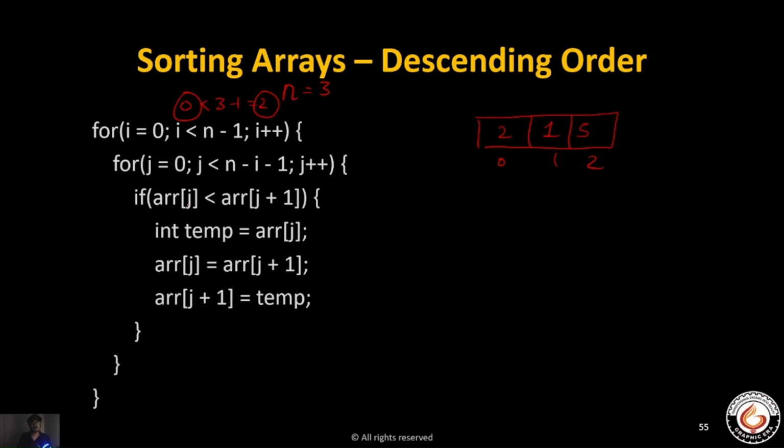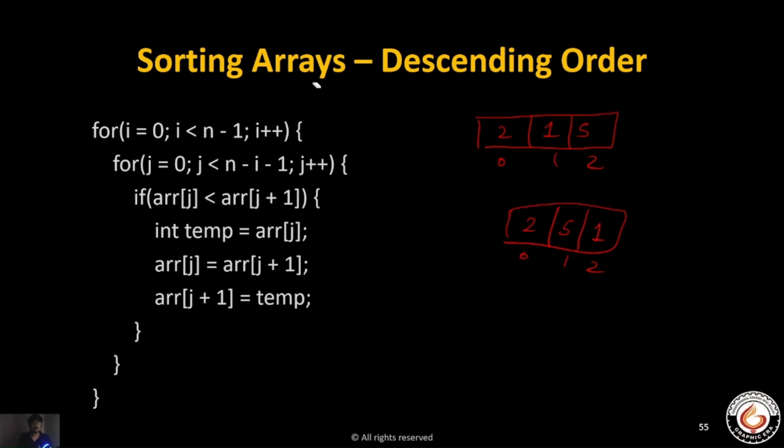Now is arr[1] smaller than arr[2], is 1 smaller than 5? Yes, that's correct. So what we will do is swap them. Now it will look like 2 5 1. After that the value of j will be 2. Is 2 smaller than 3 minus 0 minus 1? Is 2 smaller than 2? No, that's not correct. So we will go out of this loop to the i loop.